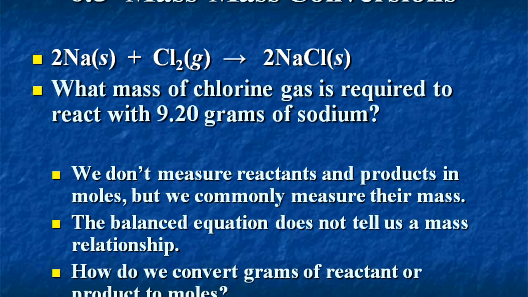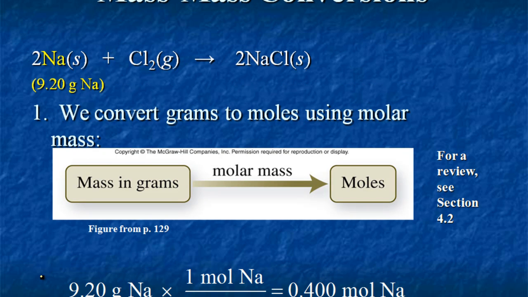So what do we need to do first? We need to convert the 9.20 grams of sodium to moles of sodium, and we all know how to do that, right? How do we convert mass to moles? Using molar mass. What do you do with the molar mass? Multiply by the reciprocal or divide by the molar mass. They are one and the same. So that's what is given there.